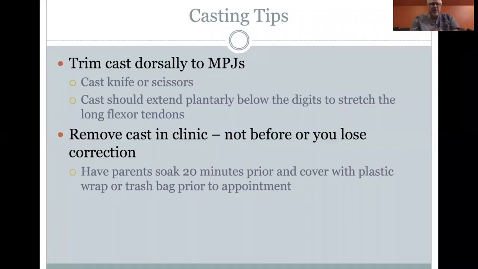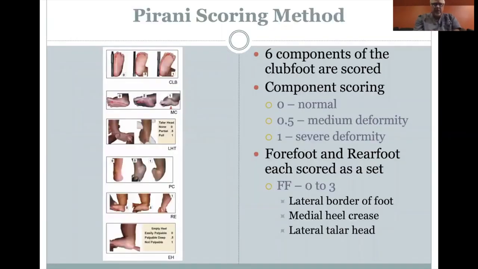The easiest way is to have the parents soak the cast for about 20 minutes in some vinegar water and then cover it with a plastic wrap or trash bag prior to the treatment. Even if they wrap wet washcloths around the cast to keep it moist, and then a plastic wrap around that, it makes it very easy to get the cast off without having to use a saw and risking cutting the child.